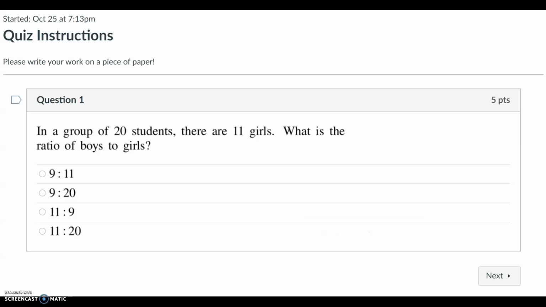Quiz instructions. Write your work on a piece of paper. Question 1. In a group of 20 students, there are 11 girls. What is the ratio of boys to girls? 9 to 11, 9 to 20, 11 to 9, 11 to 20.